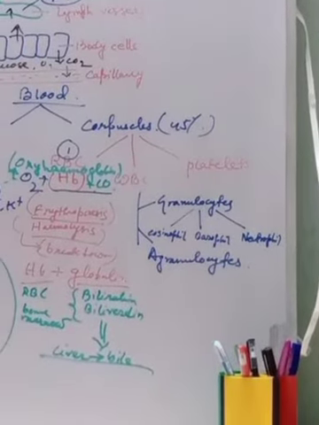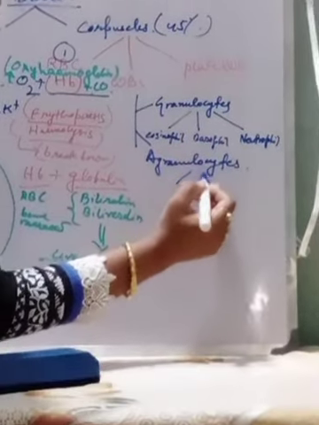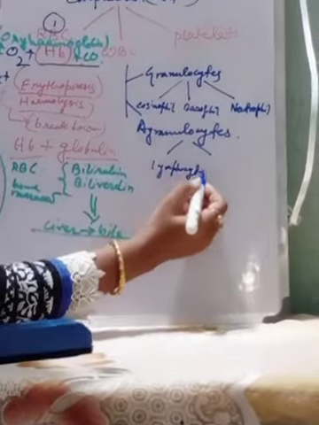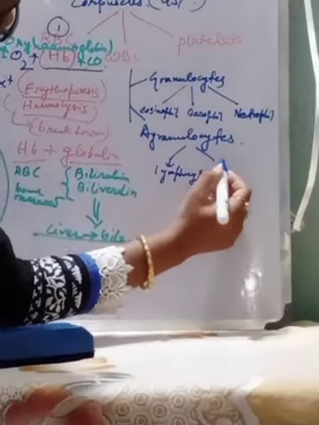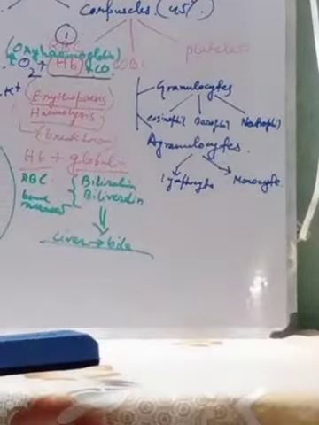Eosinophil, basophil, and neutrophil. And the last, under the agranulocytes, we have two: one is lymphocyte and another one is monocyte. Is that clear to you?